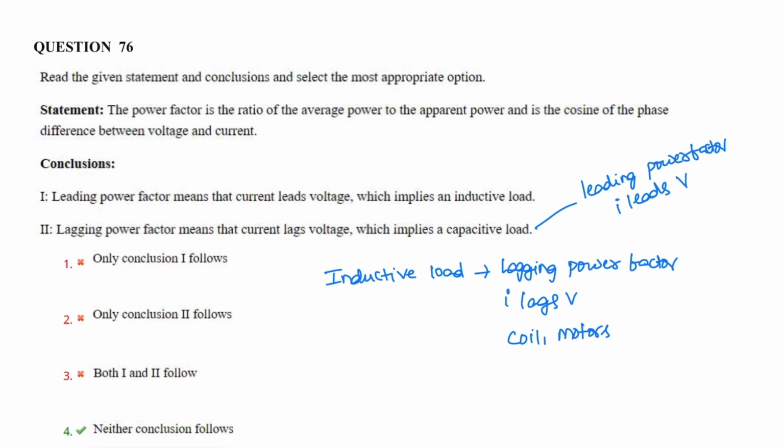In the question they have given a leading power factor for the inductive load. Statement 1 is wrong, statement 2 is wrong, so neither conclusion follows. Inductive load means lagging power factor, I lags voltage. Examples are coils and motors. Leading power factor means I leads voltage. Examples are capacitor banks and simply capacitors, a capacitive load. So the correct option is 4.